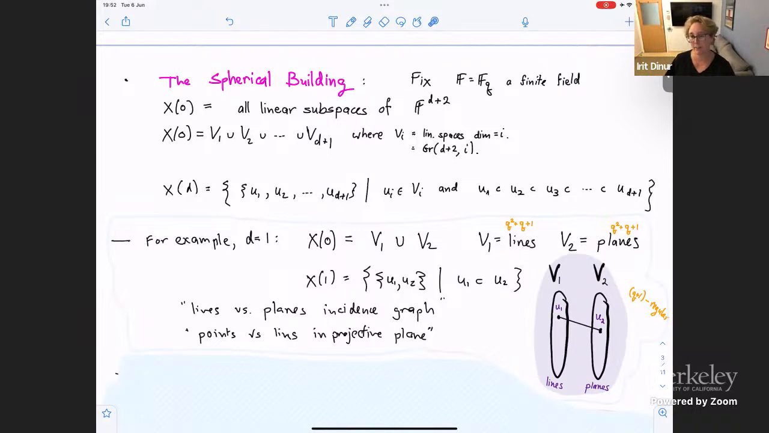And notice that you can calculate exactly the degrees here. It's (q+1)-regular. And so it's not a sparse graph, but it's a very good expander, actually.